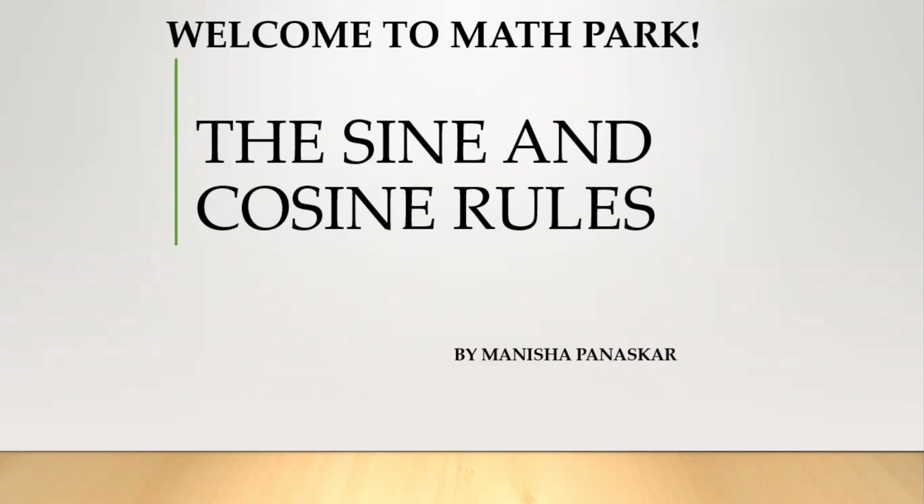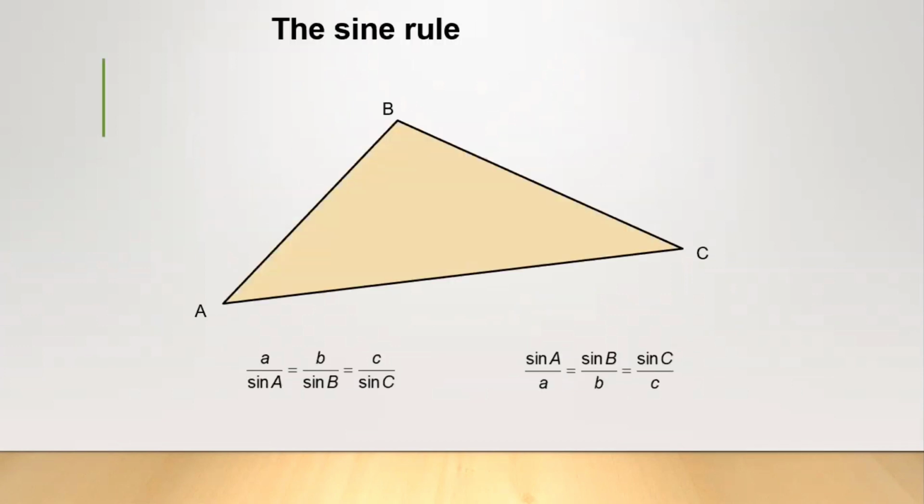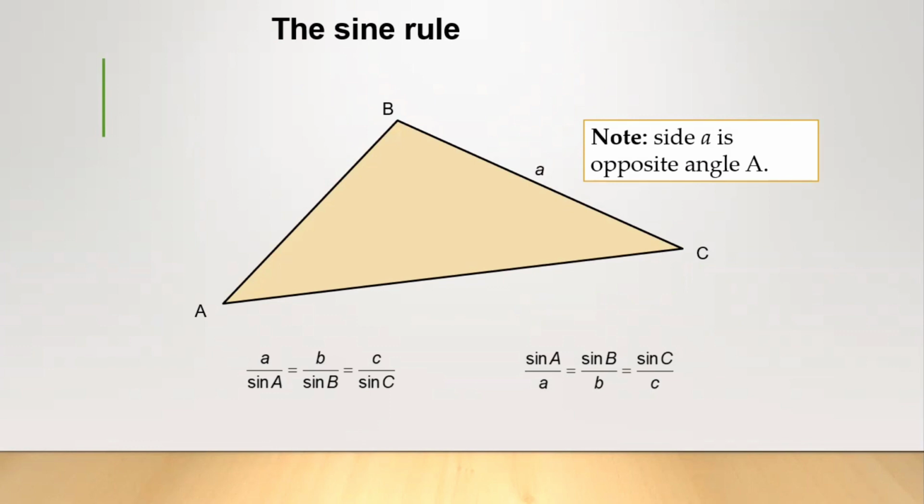Today we are going to learn about sine and cosine rules. So the sine rule says a upon sine A is equal to b upon sine B is equal to c upon sine C. Here remember that side a is opposite to angle A. Always the sides are denoted with small letters and the angles are denoted with capital letters. That you have to remember.